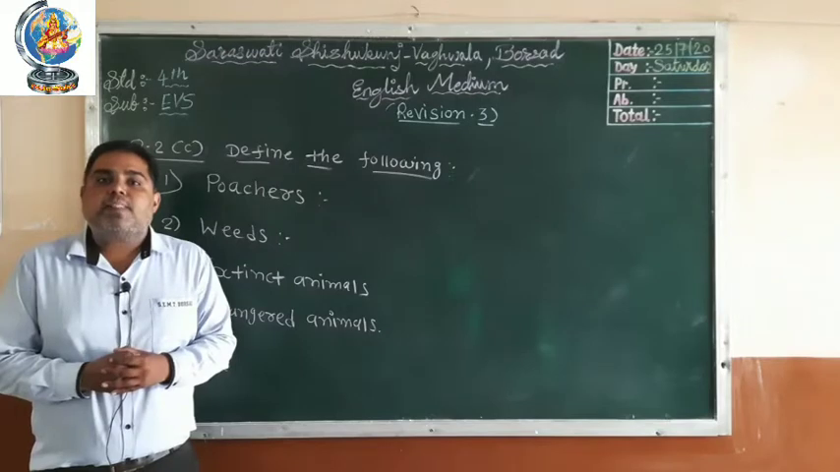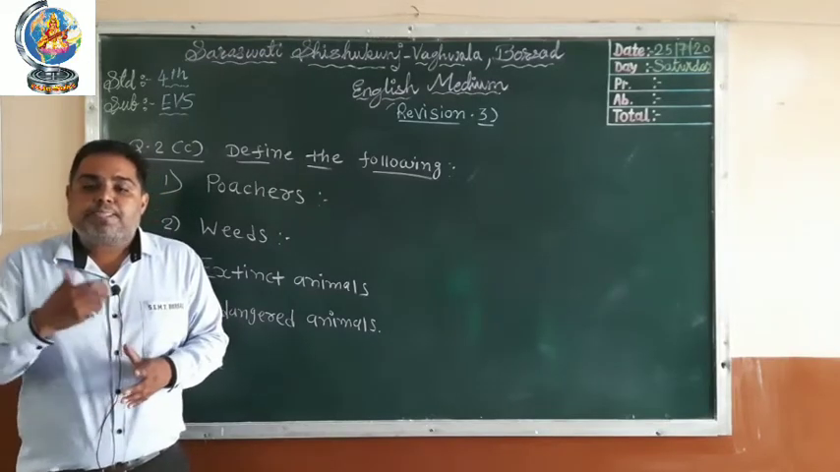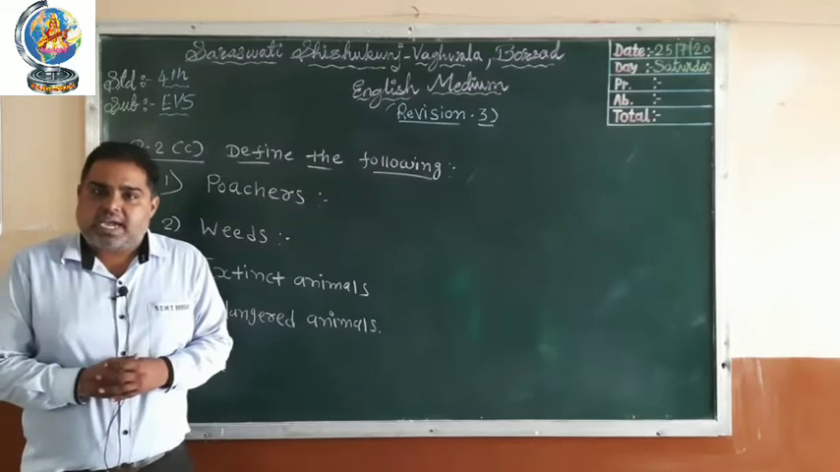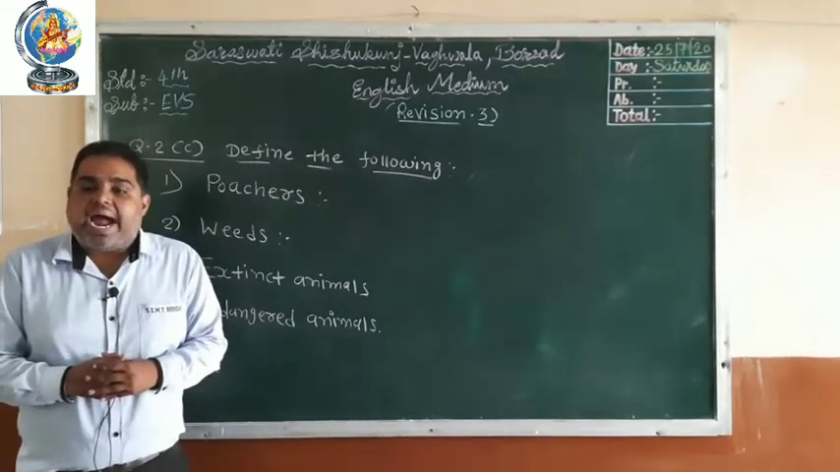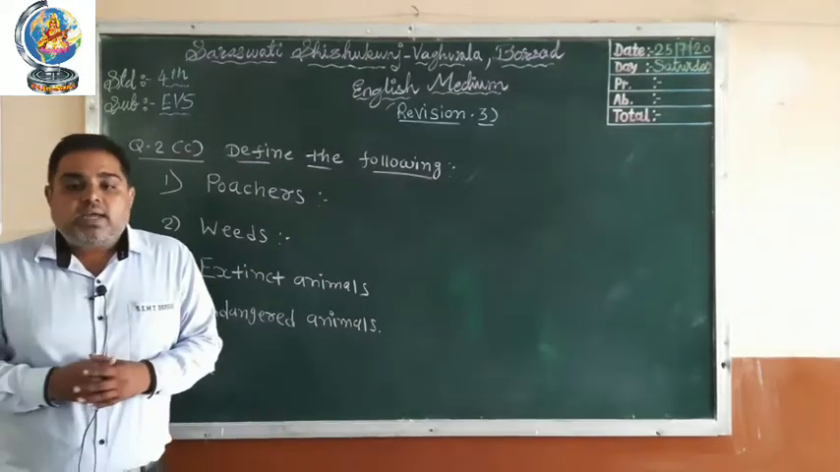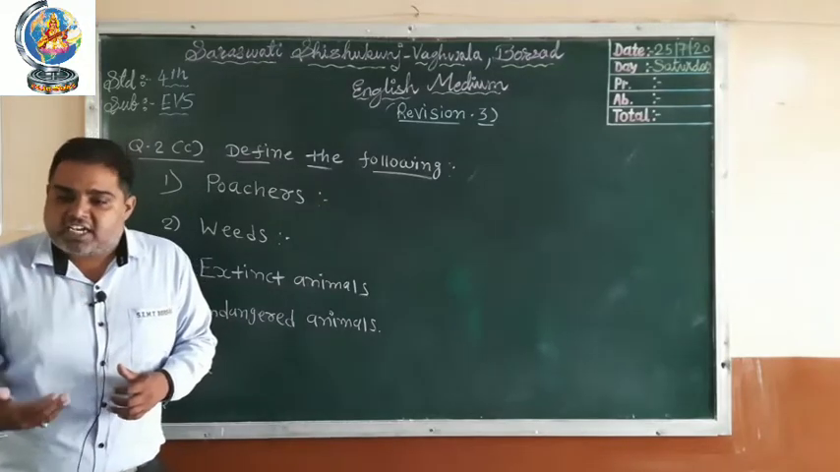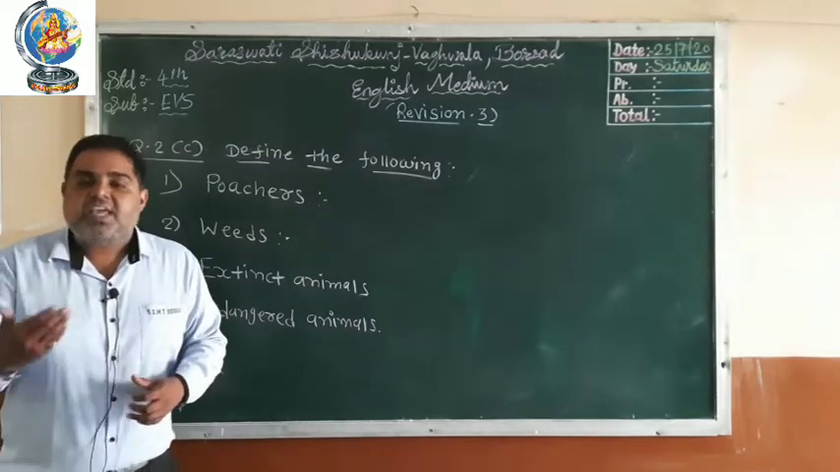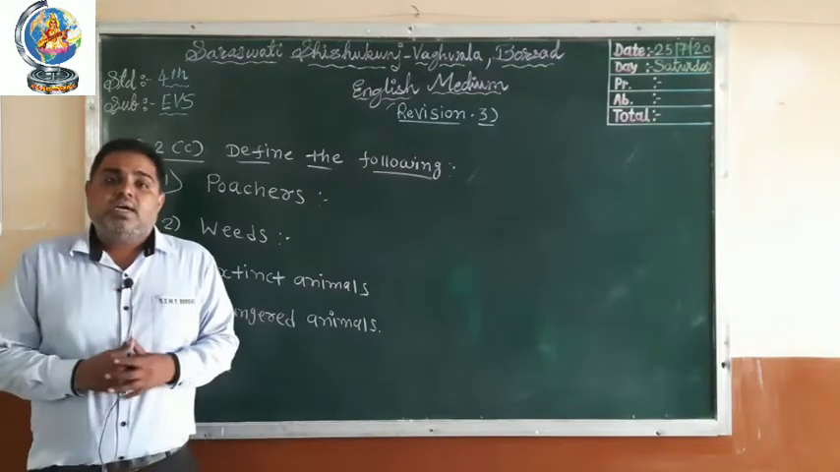These people are called poachers. Let me repeat the answer again. Listen to me carefully. People who catch or kill wild animals to earn money or keep them as a symbol of status or wealth. These people are called poachers.